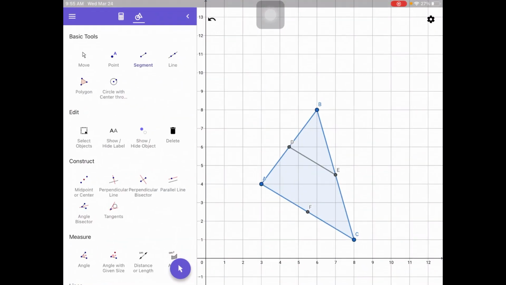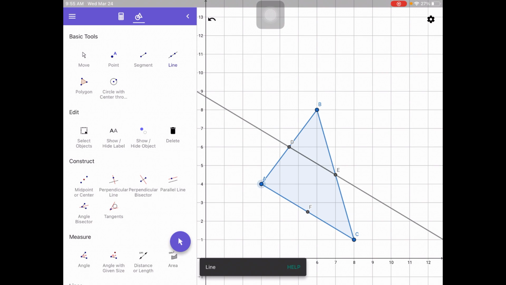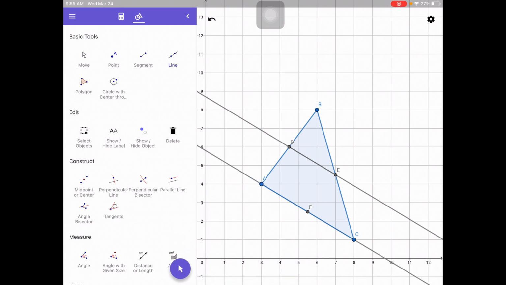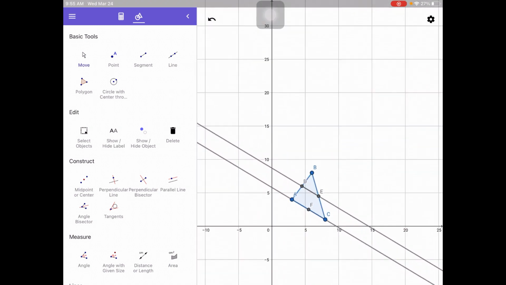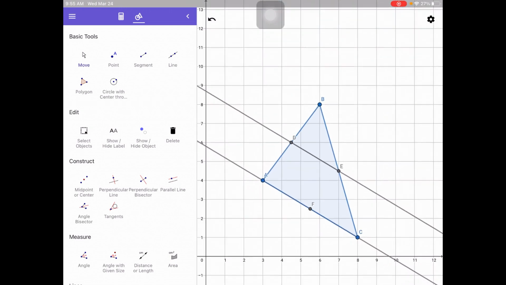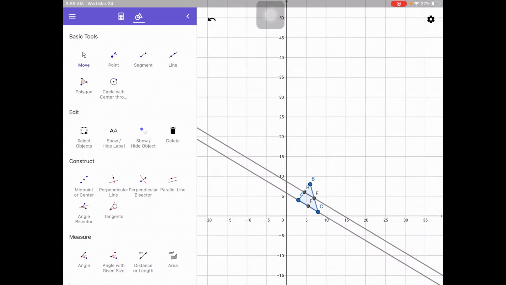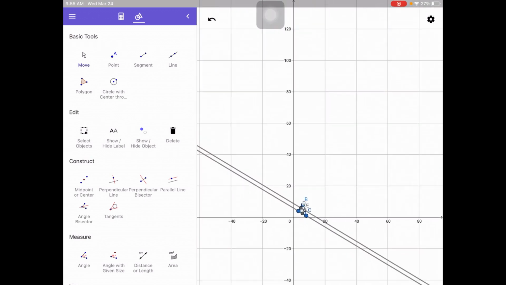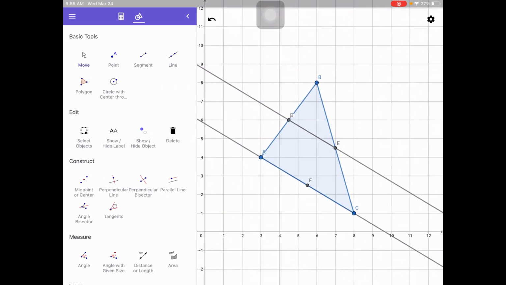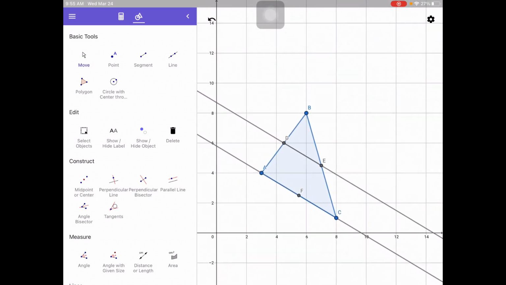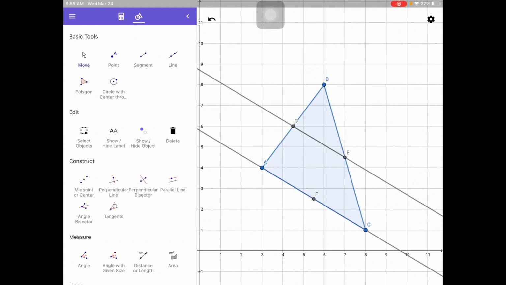Ibig sabihin daw po, itong midline natin, segment DE, is parallel to AC. Tignan po natin kung magiging parallel po sila. I-extend ko po sila ng line, tapos tignan natin kung magmi-meet sila o hindi. Ayan. Since hindi po sila nagmi-meet, o hindi sila nag-i-intersect, ang ibig sabihin lang, that two lines are parallel to each other.